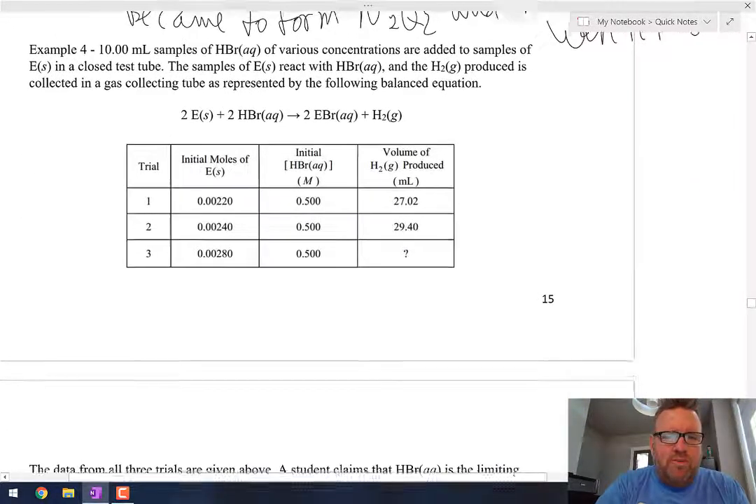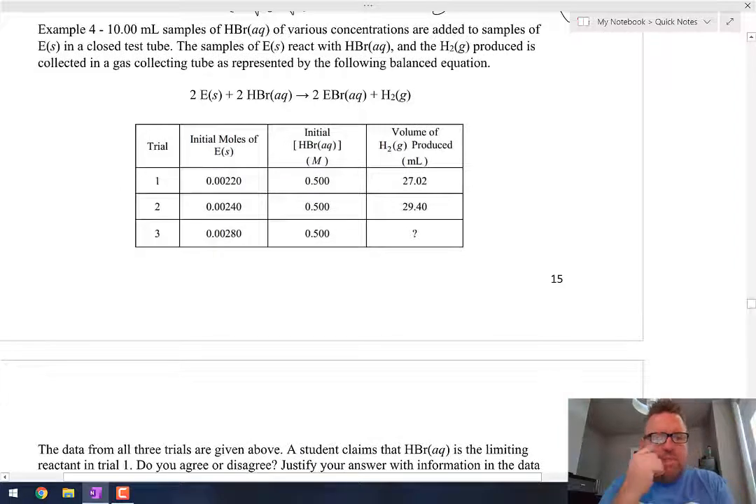Okay, example 4, this one's a little bit tougher. It has nothing to do with the previous problem, it's a completely separate problem. It says 10 milliliter samples of HBr of various concentrations are added to samples of E in a closed test tube. The samples of E react with HBr and the H2 produced is collected in a gas collecting tube as represented by the following balanced equation. So it's already balanced for us.